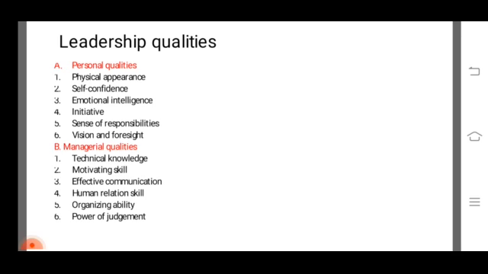The last quality here we have is power of judgment. A leader should develop the qualities of right judgment and take decisions at the right time. He or she must have the ability to maintain impartiality and judgment. He or she must avoid rude behavior in an organization.